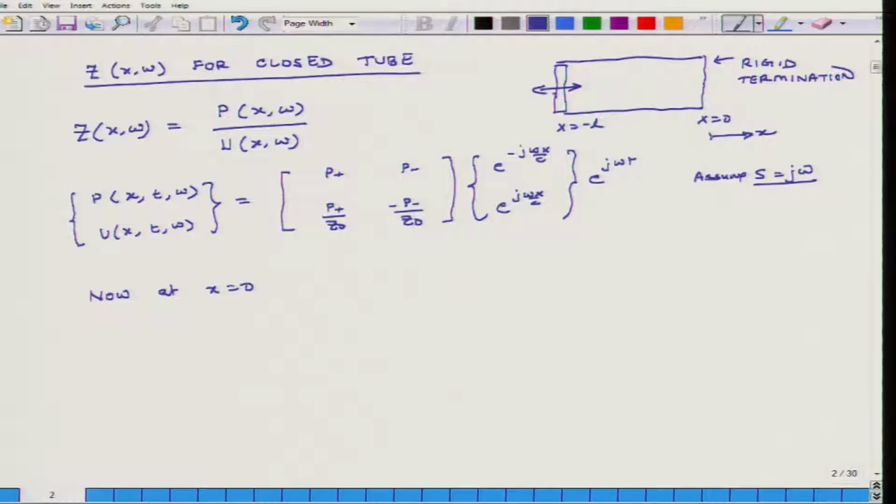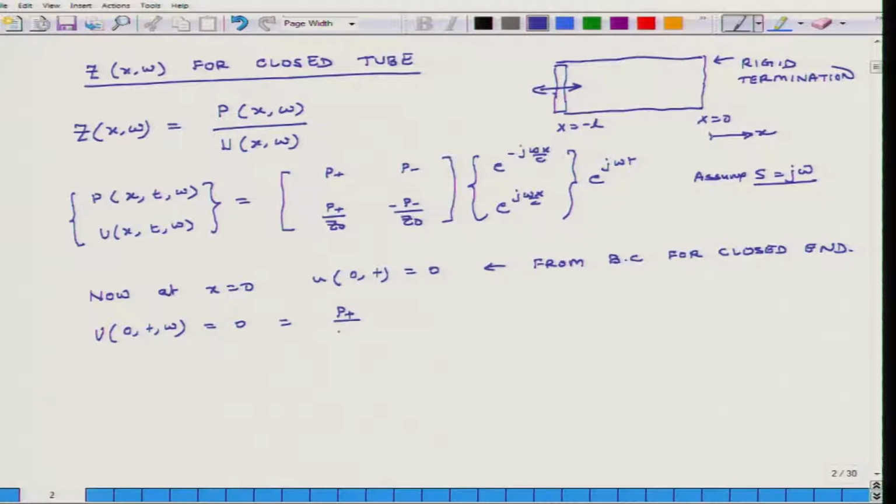Now, at x is equal to 0, velocity is 0. This is from the boundary condition for the closed end. So, if velocity is 0, then u, which is the complex velocity at x = 0, is also 0, which means p plus by z naught e to the power of minus j omega x over c minus p minus over z naught e to the power of j omega x over c, times e to the power of j omega t, and this thing in the brackets, if evaluated at x is equal to 0, is 0. Okay. So, this is 0.